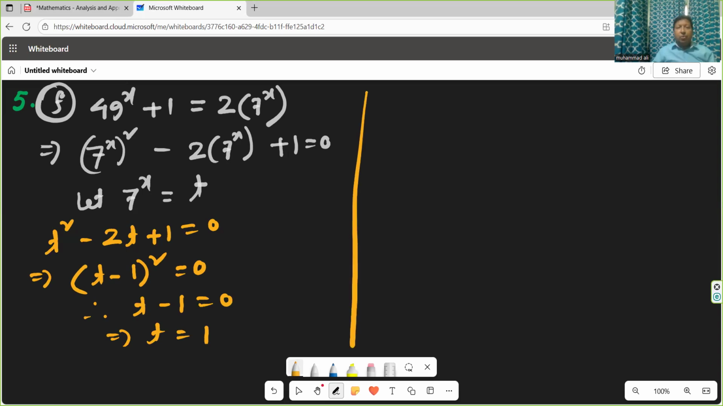So when t equals 1, instead of t you can write 7 to the power x. Instead of 1, you can write 7 to the power 0. Any number to the power 0 is 1. Both bases are the same, so the powers will be equal, so x equals 0. Final answer: x equals 0.